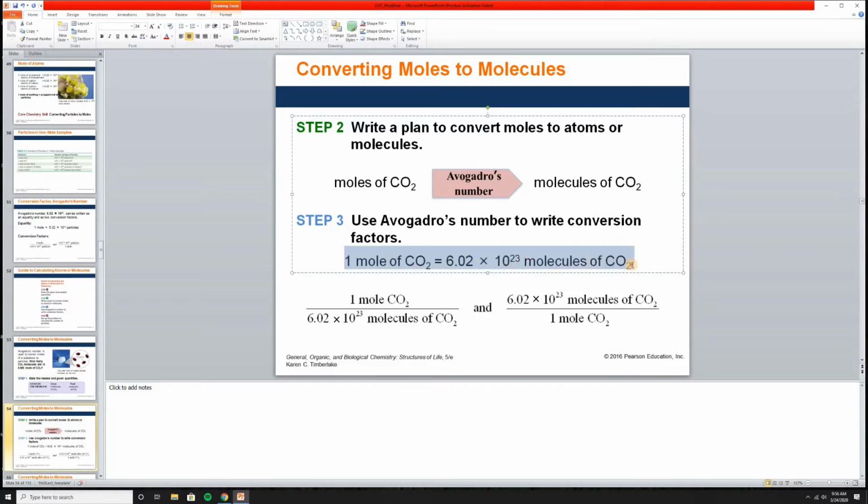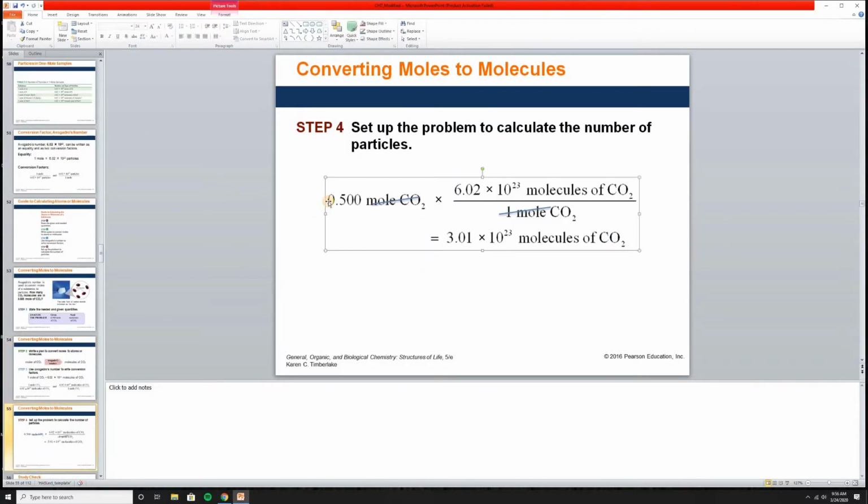6.02 times 10 to the 23rd. We have that conversion. We're being asked, what about 0.5 moles right here? If we know that 1 mole is 6.02 times 10 to the 23rd, then 0.5 moles is going to be half of that.